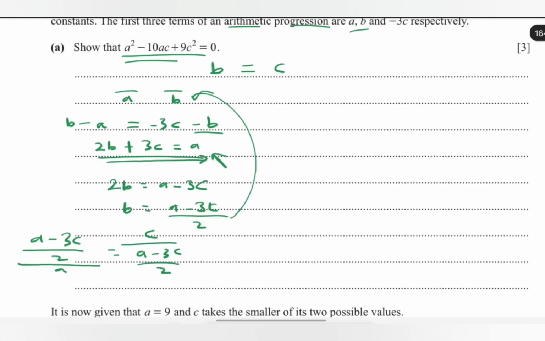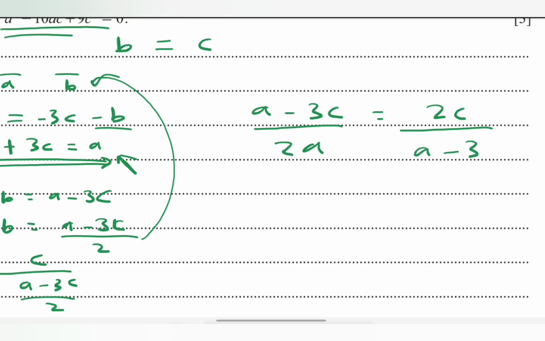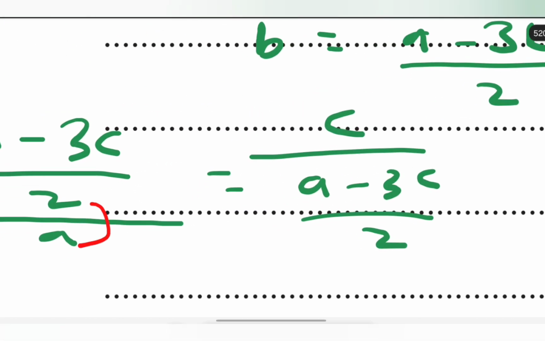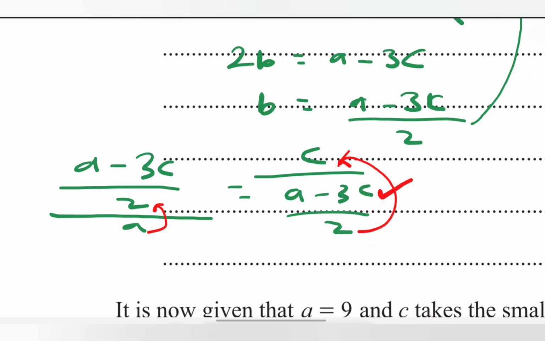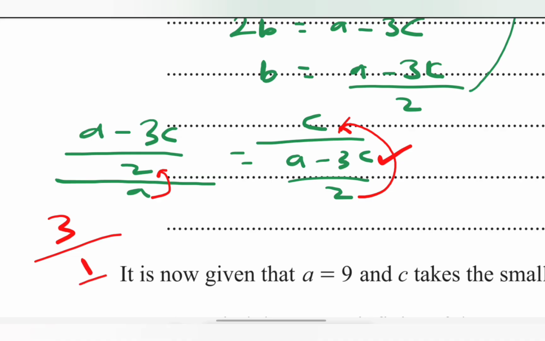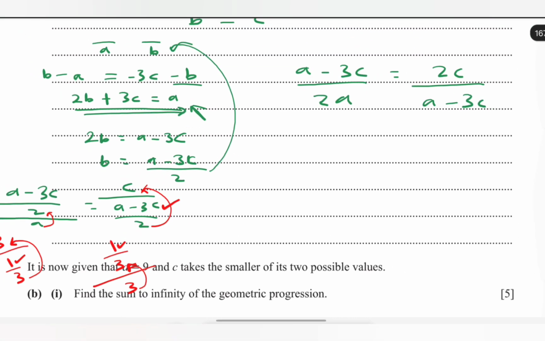right? This will come to be a minus 3c over 2a is equal to 2c over a minus 3c. I was just doing this: this multiplies that and becomes the new denominator, but this multiplies this and this becomes the new denominator. So it's like having 3 over 1/3. This goes to multiply this and this becomes the new denominator. But if we have a third over 3, this just multiplies that and we have a new fraction with this as the numerator and this as the denominator.